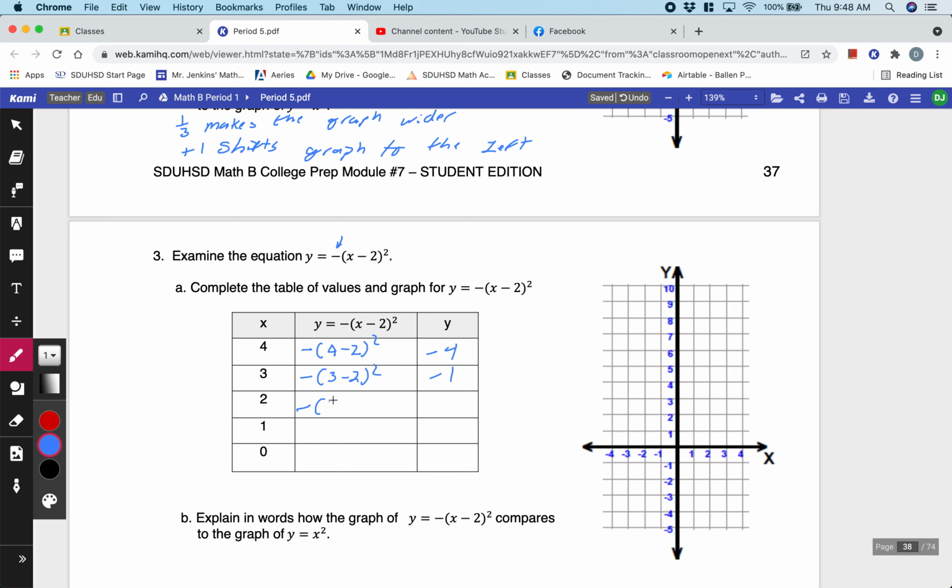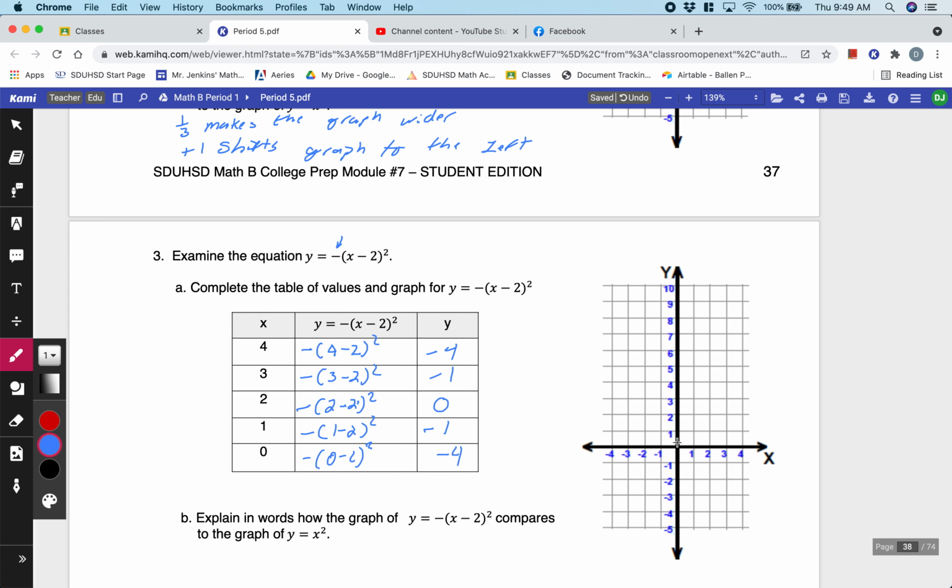So negative parentheses 2 minus 2 to the second power. Let's start inside the parentheses. 2 minus 2 is 0. 0 to the second power is 0. 0 times negative is still 0. Now we're going to have negative parentheses 1 minus 2 to the second power. 1 minus 2 is -1, and -1 times -1 is +1. Then I have that negative out in front, that makes it -1. Last one, 0 minus 2 is -2, to the second power is +4, times that -1 is -4.